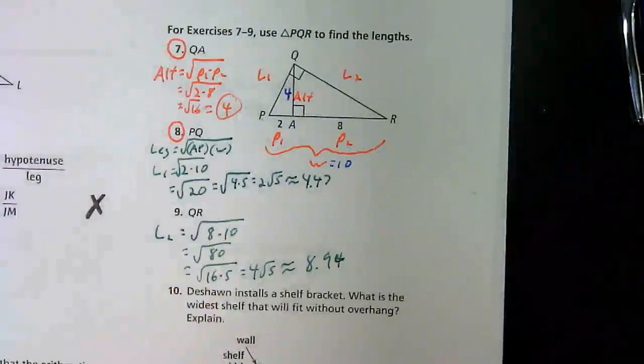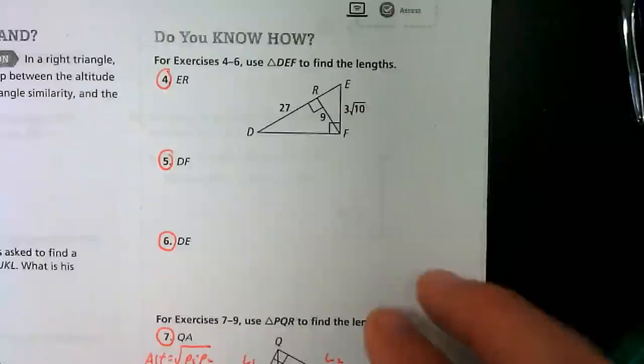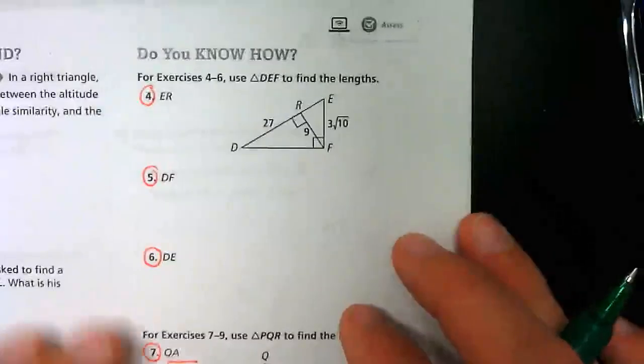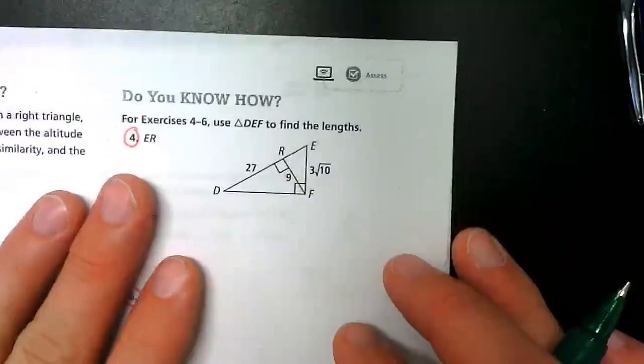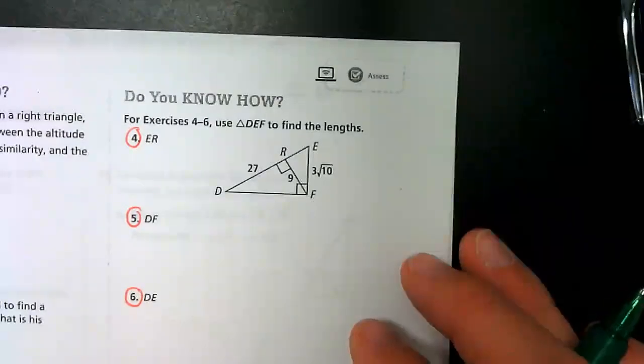Alright, so 7 and 8, those are just examples that we had yesterday. If we go back up here now to 4, 5, and 6, you can do these several different ways. So number 4 alone, you can use any of 3 different methods.